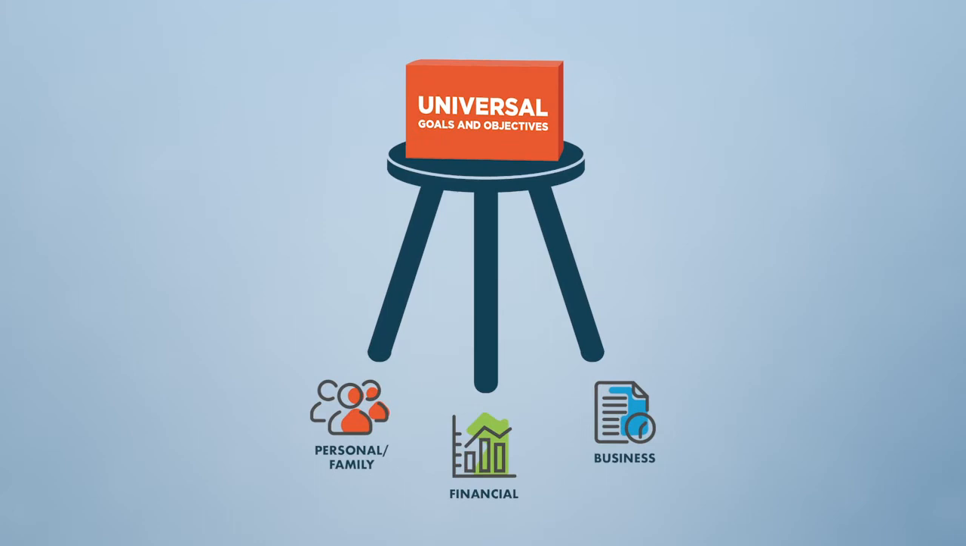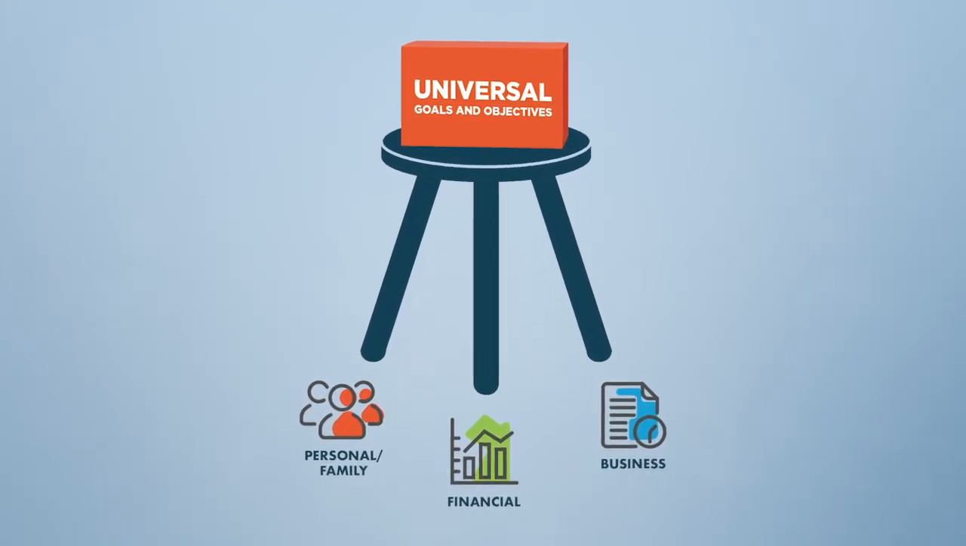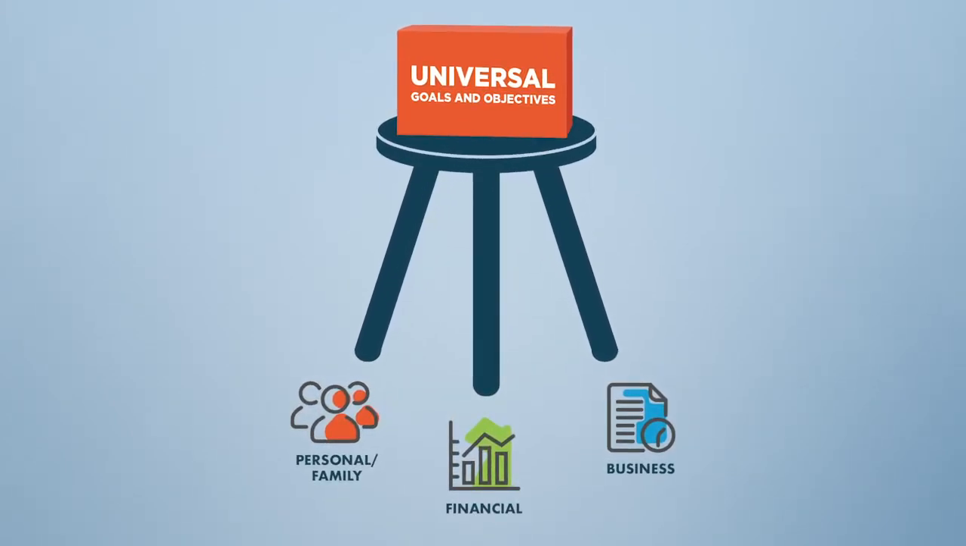I want to talk to you about another really critical aspect in the transition planning process. It's about identifying and addressing the three legs of the stool. As business owners, once we've identified what our universal goals and objectives are, meaning we know where we want to go, now it's time to actually look at key aspects of the business and ourselves that are going to impact the outcome of our plan.